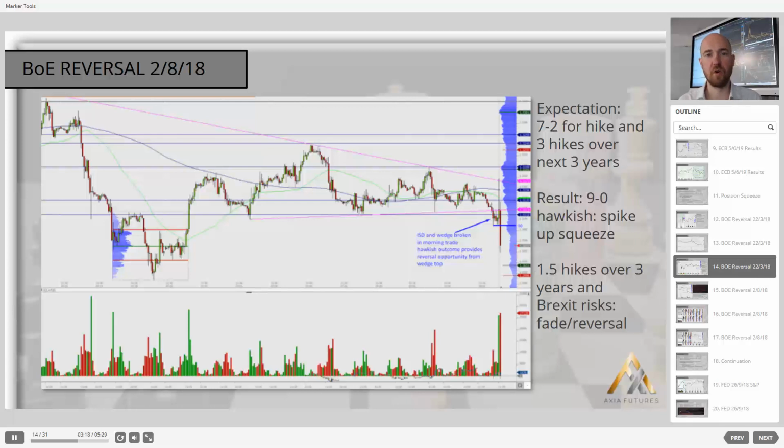very strong vote for a hike, and an indication that we would get further hikes in the future.